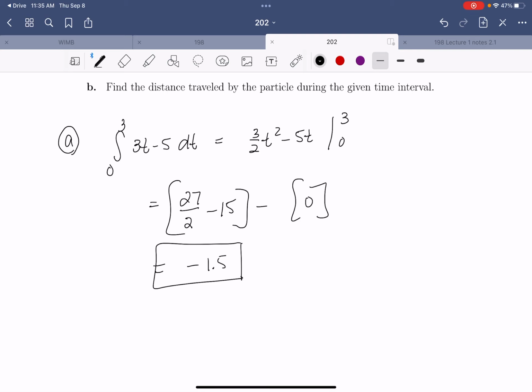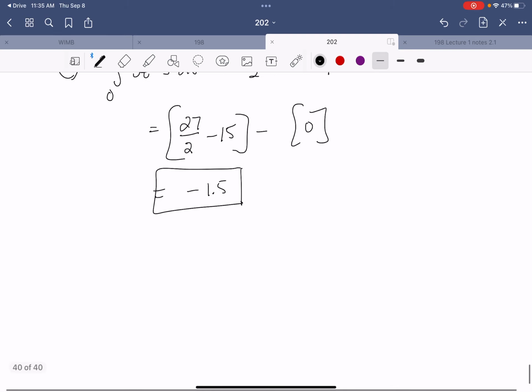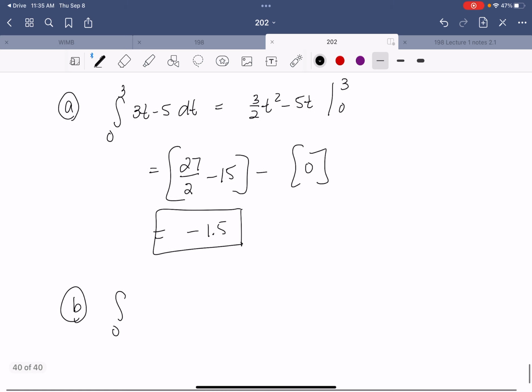Now notice both of our displacements were negative. They don't have to be, but they can be. For B, the distance traveled, we're taking the integral from 0 to 3 of 3t minus 5 dt, but absolute value because we want the total distance.